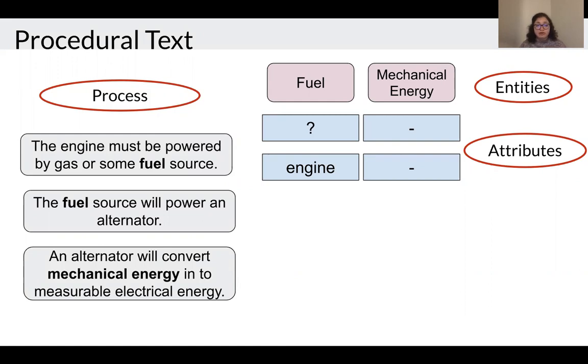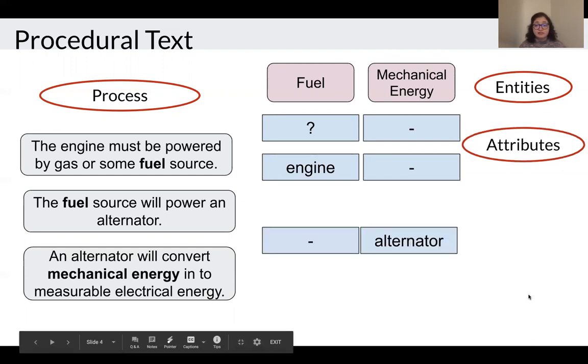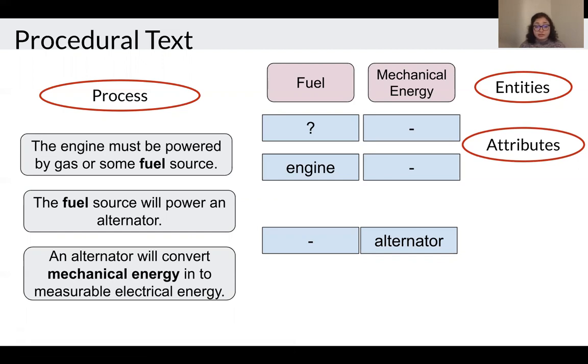We want to illustrate how we can map from text to find the location attributes of the entities, fuel and mechanical energy, throughout the process. By going through the first sentence, the engine must be powered by gas or some fuel source, the reader can easily infer that the location of the fuel is now the engine. But looking at the second sentence, the fuel source will power an alternator, poses new challenges, as we see that there is a change in mechanical energy, but the entity term is not explicitly mentioned, and the reader should refer to the word power to infer that there is a new type of energy that is getting created.